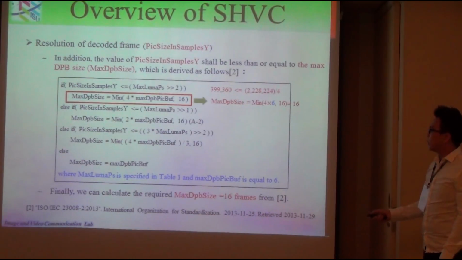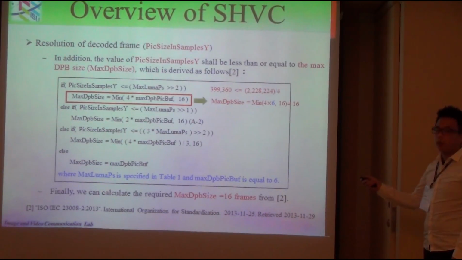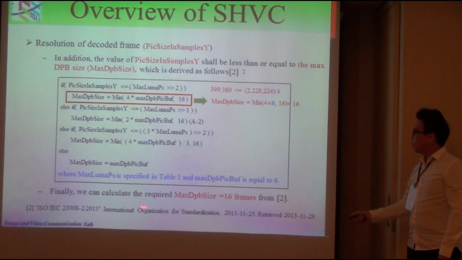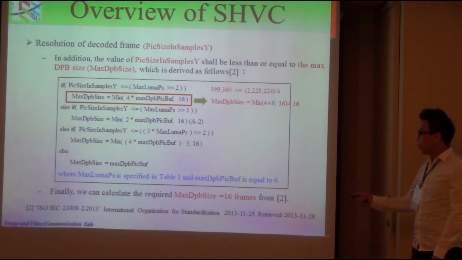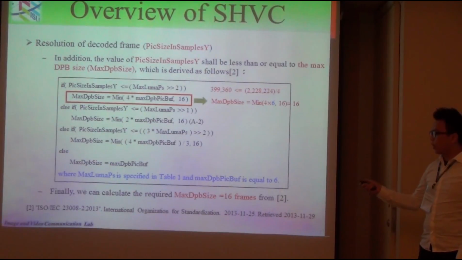In addition, the value of picture size in samples should be less than or equal to the max DPB size, which is derived as follows in the ISO spec of HEVC, where maximum luma PS is specified in table 1 and the max DPB picture buffer is equal to 6. Finally, we can calculate the required max DPB size equal to 16 frames from the ISO spec of HEVC.